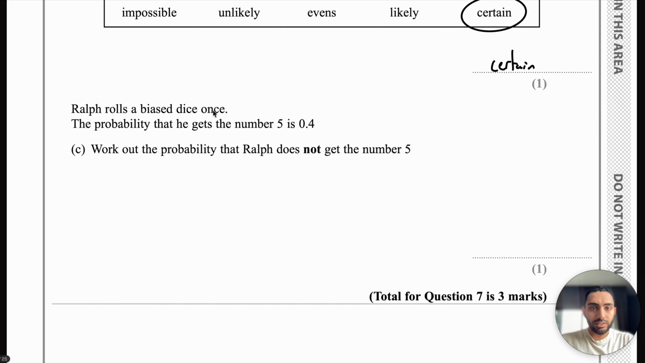Ralph rolls a biased dice once. The probability that he gets the number 5 is 0.4. Work out the probability that Ralph does not get the number 5. The probability of something happening will be 1, so we have to do 1 minus the probability of getting a 5, which is 0.4. 1 take away 0.4 is 0.6.